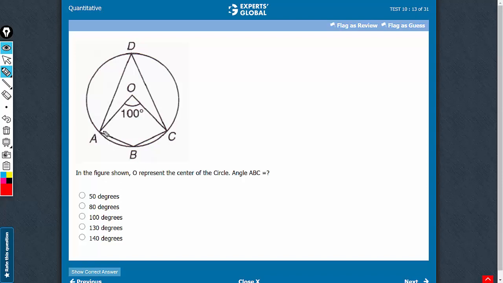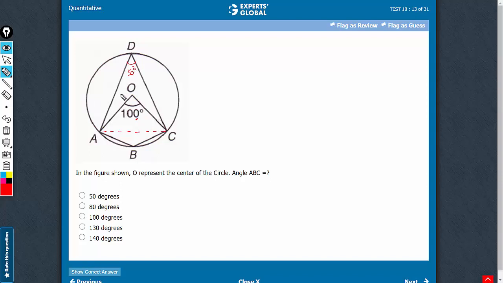The theorem says that on the same chord, let's say the chord AC here, the angle at the center is twice the angle on the circle. So if this angle is 2x, this is going to be x. If this is 100 degrees, this is going to be 50 degrees.